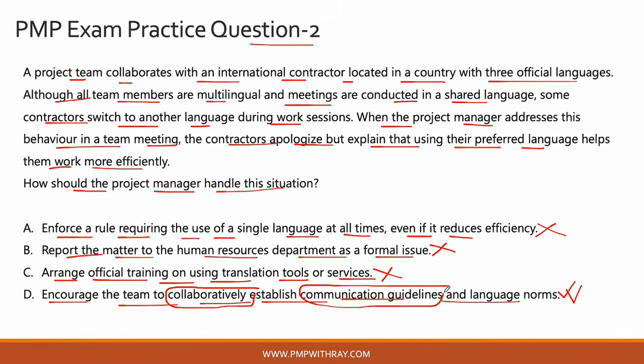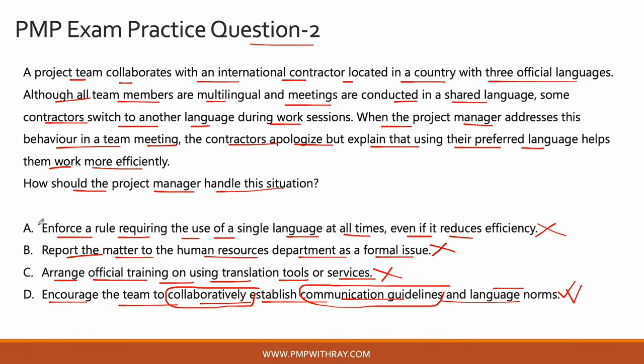So for example, you might say that, okay, during the meetings where you have people from different ethnicities or different groups, probably English might be a common language understood by everyone. And outside meetings, if you are having small huddle meetings or small focus group discussions, they can use their own local language. Okay, so that can be some of the language norms which you can document and deploy as a project manager in this situation.